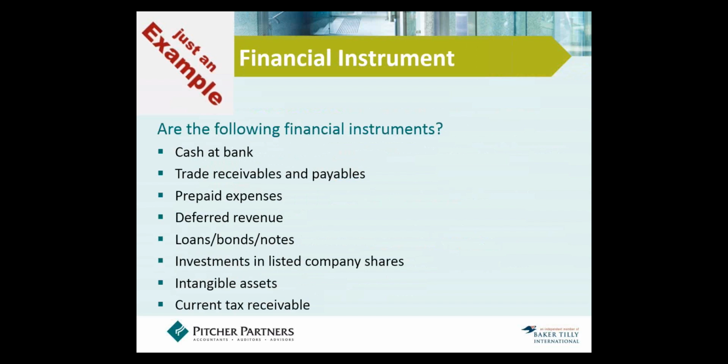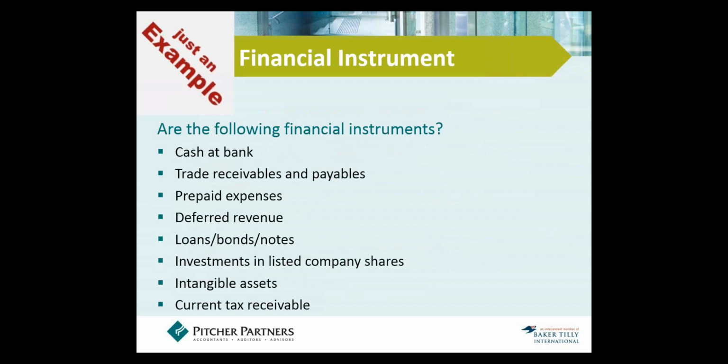If we look at a number of examples, we could ask, are the following financial instruments? I've listed a number of examples, and we'll test it against the definition. The first one is cash at bank. The second one is trade receivables and payables. The third one is prepaid expenses. The fourth one is deferred revenue. The fifth one, loans or bonds or notes or convertible notes. I've got investments in listed company shares. I've got intangible assets, and I've got a current tax receivable.